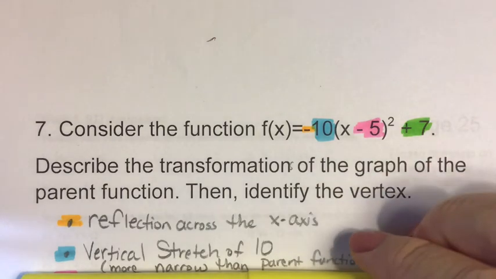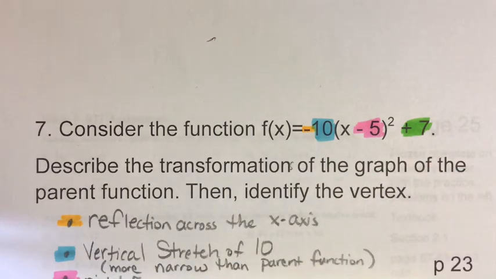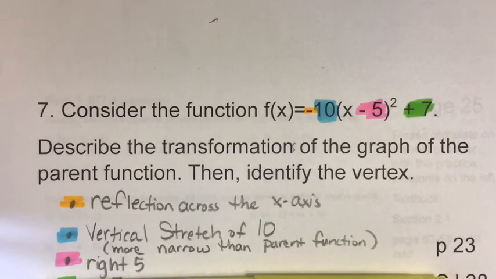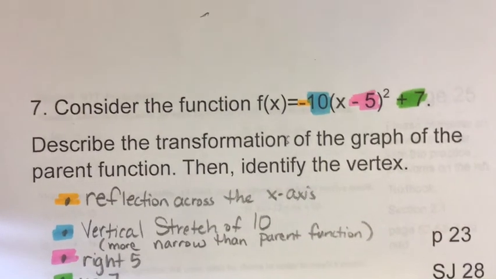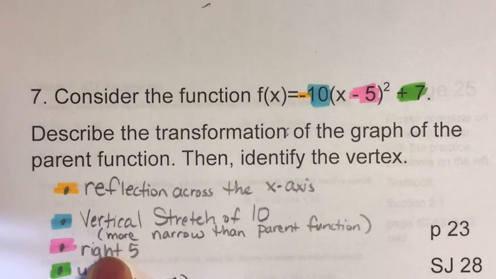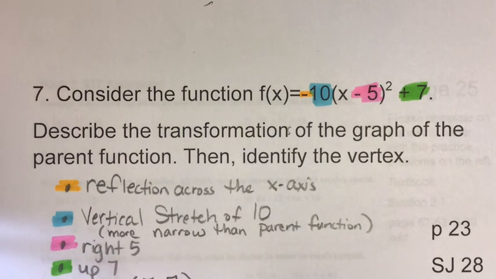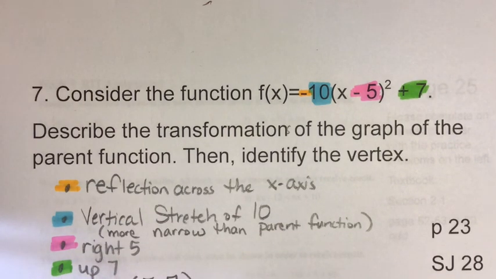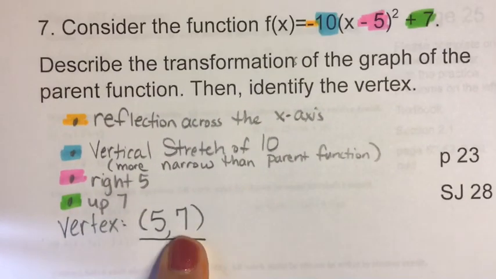For the pink here, that is a transformation of moving the parent function right 5, and the green is up 7. And then the vertex, hopefully you get the vertex. The vertex always comes from your left and right movement first. That's your x, and then your up or down movement next, and that's your y. And the vertex is (5, 7).